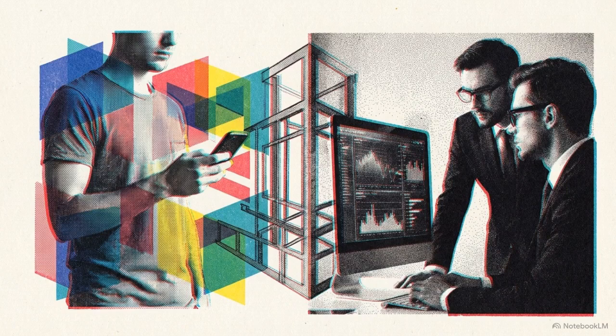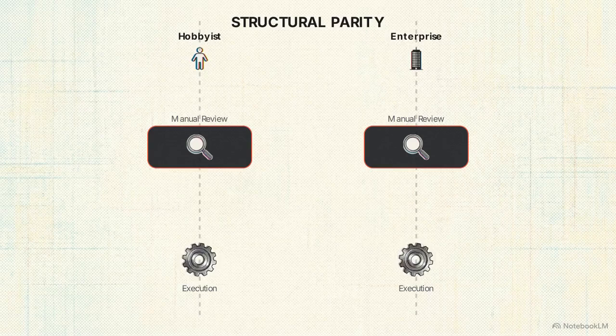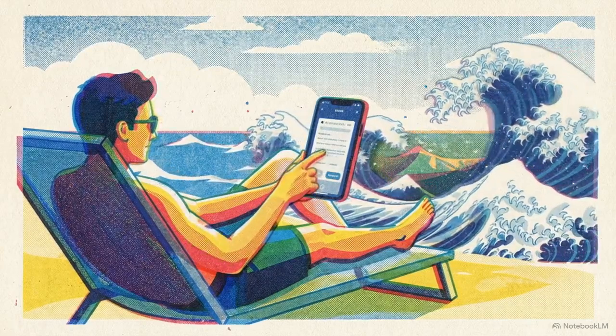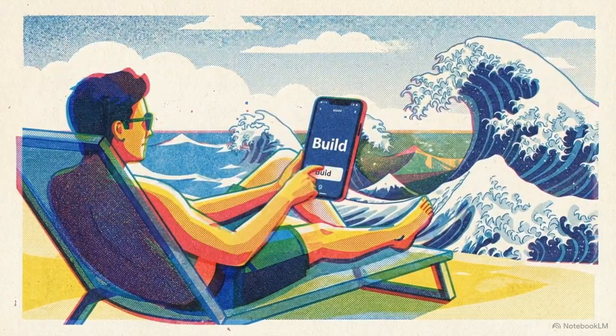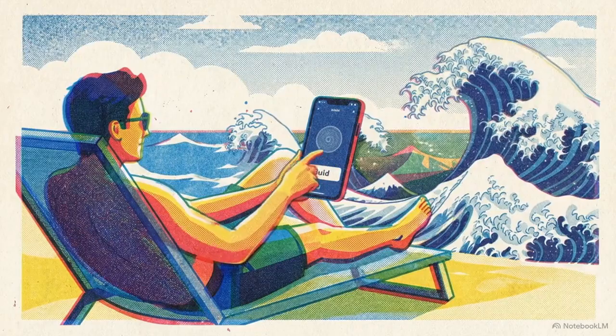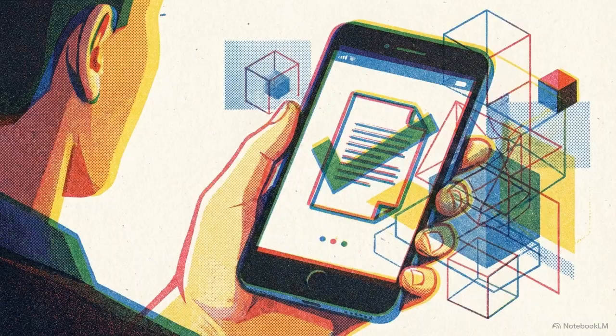Imagine two people using AI to build software. Neither of them reads the code, and neither of them conducts a manual review before the software runs. The first is a hobbyist on a beach, telling an AI agent to build a simple tool that converts PDFs to text. They judge the results solely by whether it works when they try it.